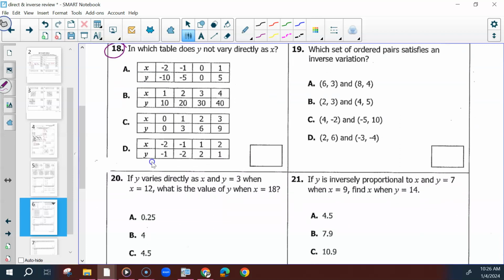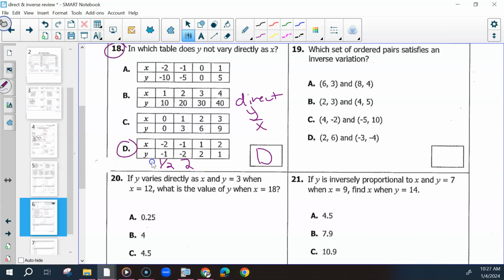Very directly, we're dividing y over x. So negative 1 divided by negative 2 would give us positive 1. And then negative 2 divided by negative 1, that's positive 2. Already these are not the same, so that would be the one that is not direct. That would be our answer.